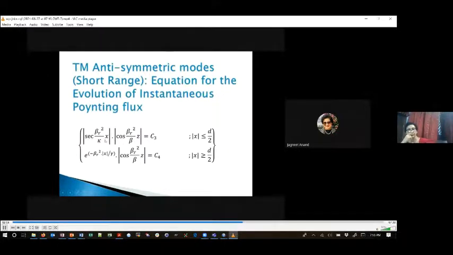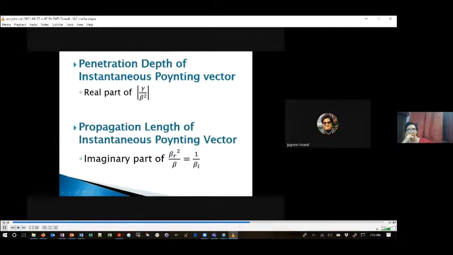Now, looking at the x dependence, it says that it is beta r square into x by gamma in the dielectric cladding regions. I am interested in this. So, the penetration depth in case of the instantaneous Poynting vector is now given by the real part of gamma by beta r square. So that means the penetration depth of the instantaneous Poynting vector is the real part of gamma by beta square, and the propagation length of the instantaneous Poynting vector is given by beta r square by beta, which simplifies to 1 by beta I. So this is basically twice the propagation length of the average Poynting vector.